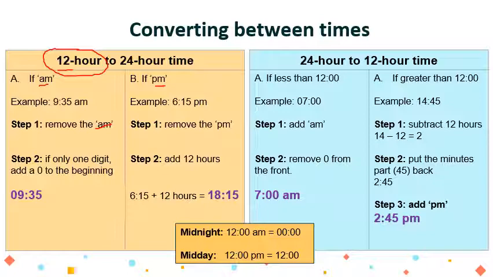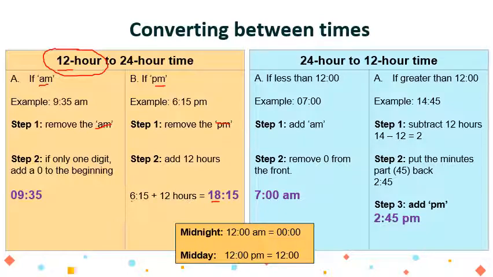With PM time, so we've got a time in the afternoon or the evening, 6:15 PM, we remove the PM again, and you need to add 12 hours, because instead of just having 12 hours, like 2 lots of 12 hours, we actually now have 24 hours. So you just need to add 12 hours. So 6:15 PM, we add the 12 hours, we only change the hours part, and it becomes 18:15.